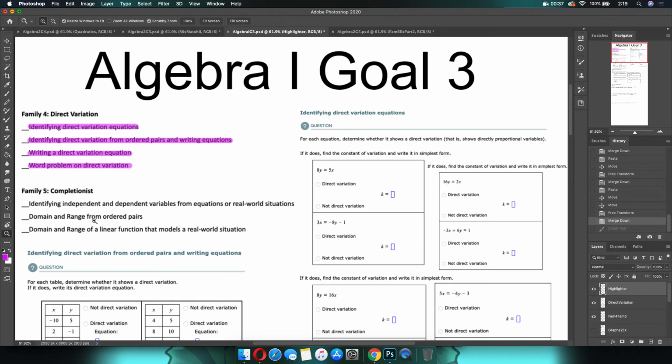So these last two families of topics, every single one of them is a DSA question. So word problem, that's a DSA question. Writing a direct variation, that's a DSA question. Identifying from ordered pairs, I believe, is a DSA question, etc.